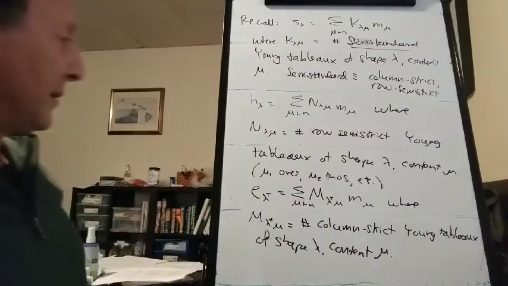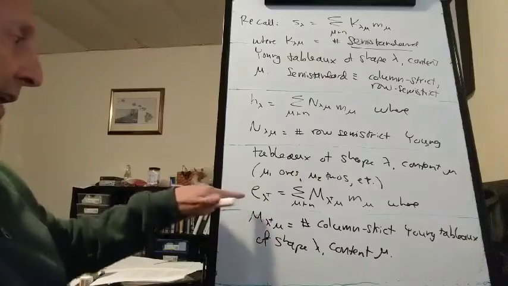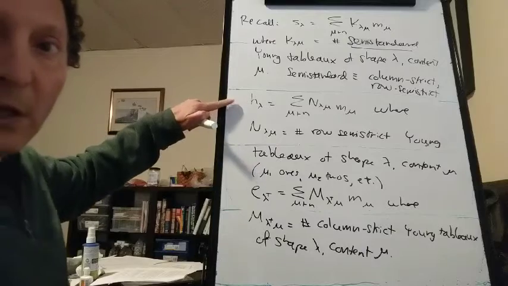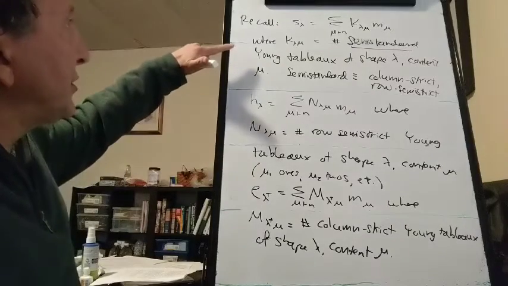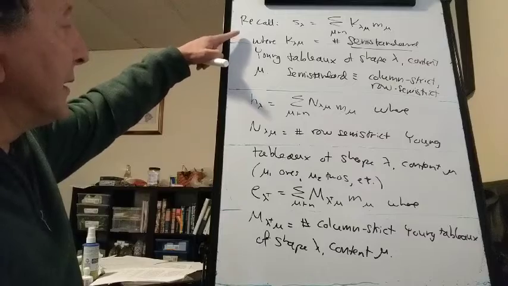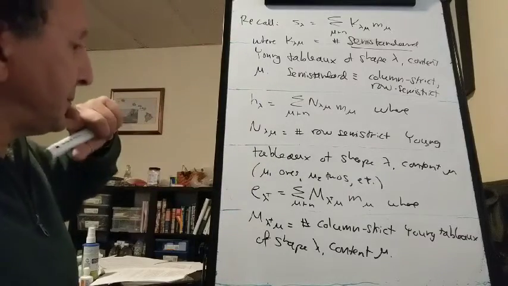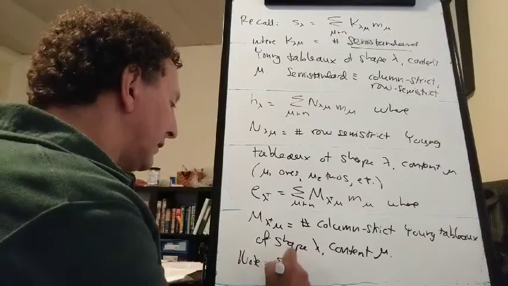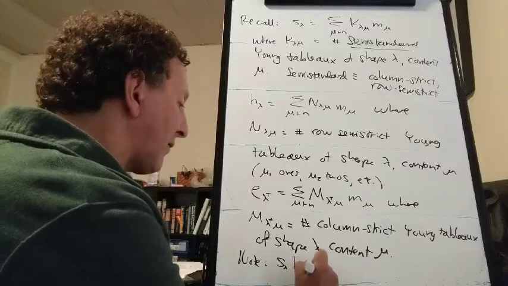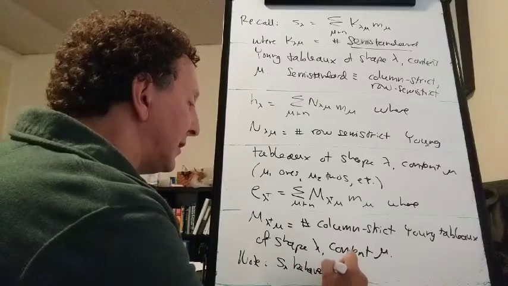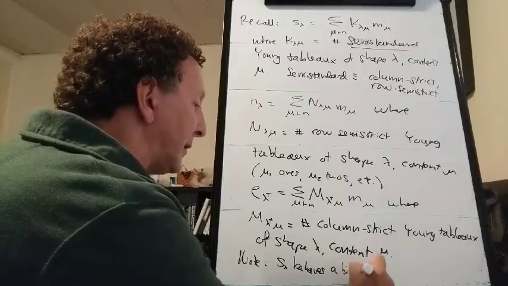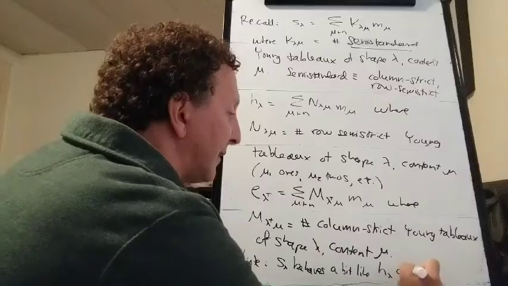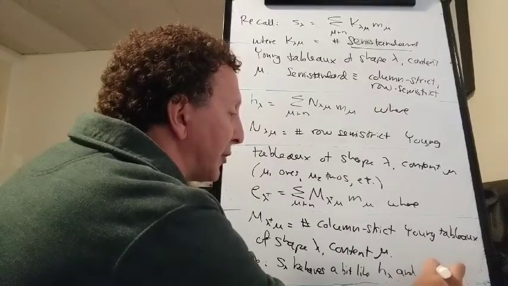So we can see from these formulas the coefficients in the elementary expression have a column condition, the coefficients in the homogeneous expression have a row condition, and the coefficients in the Schur expression have both conditions. So S lambda behaves a bit like h lambda and e lambda transpose.